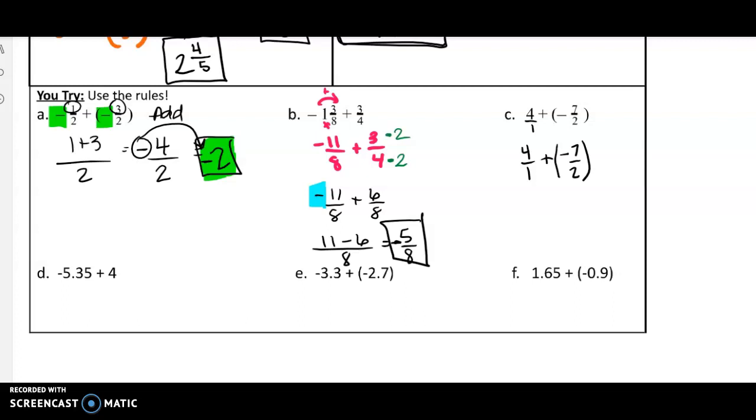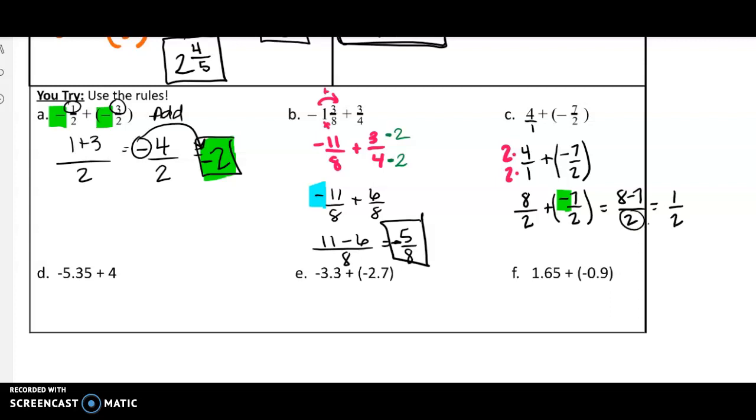I can turn a 1 into a 2 by multiplying by 2 on top and bottom. So 2 times 1 is 2. 4 times 2 is 8 plus negative 7 over 2. They're different signs. This one's negative. So I'm going to subtract 8 minus 7, and I keep it over 2. And so 8 minus 7 is 1 over 2.